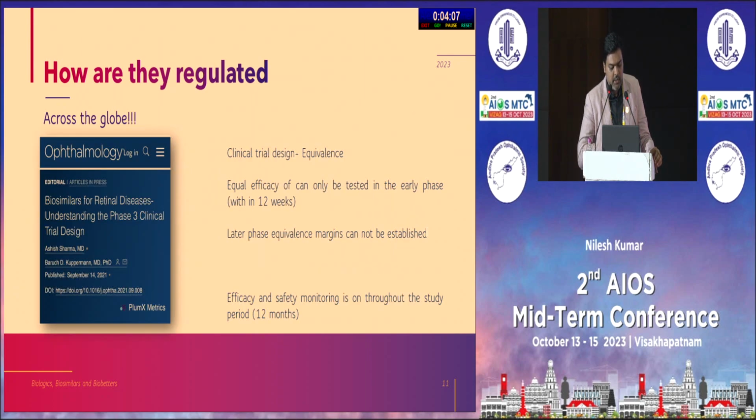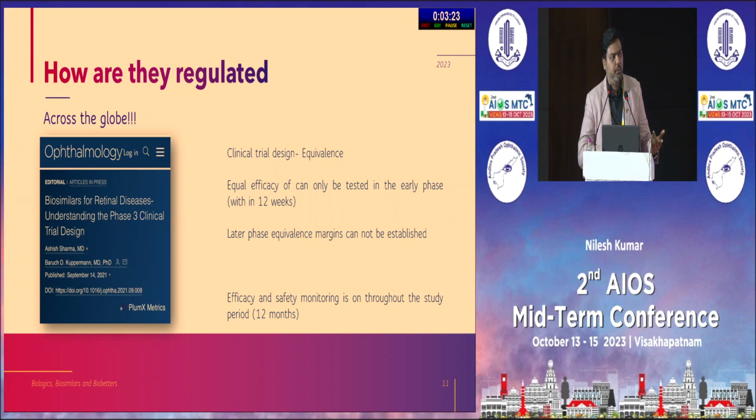Across the globe, there is a big concern that only 3 months of data is taken before the drug is approved as a biosimilar, and that might make it cheaper and might make it unsafe. But the clinical trial design is for equivalence, and equivalence can be proven in 12 weeks, not more than 12 weeks. As we go ahead, the equivalence might differ. So in the first 12 weeks only, we have to prove the equivalence, but the efficacy monitoring and safety monitoring go on for 1 year. So the trial runs for 1 year, but equivalence is taken at the 12-week endpoint. And this equivalence is taken differently by the US FDA and the European regulators.